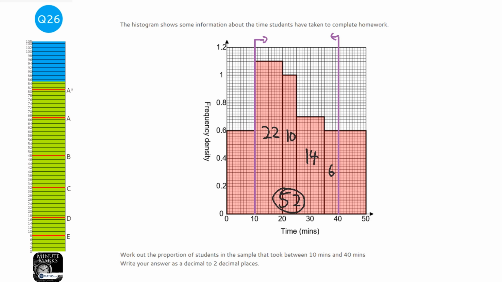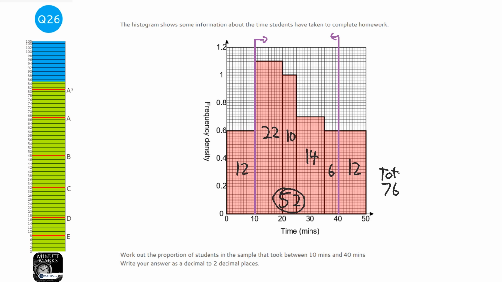But we need to know how many big squares there are in total. So we go count the other ones. So 1, 2, so that's going to be 6, so that's going to be 12. And that's the same height, so that's also going to be 12 because it's 6 and 6. So we're going to add the two 12s on. So there's 76 altogether.